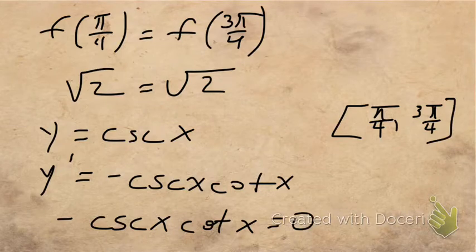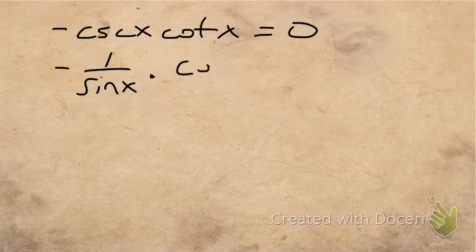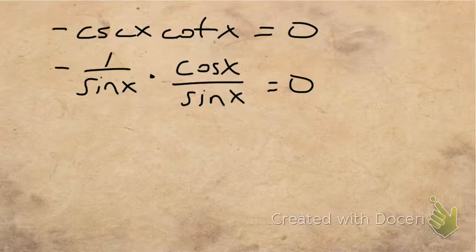I would get a 0 if either the cosecant was 0 or the cotangent was 0, but only on this interval. Now let's think about what cosecant and cotangent are. We know that cosecant is the reciprocal of sine. We know that cotangent is the quotient of cosine divided by sine. If either of these is 0, then we would get a product of 0.